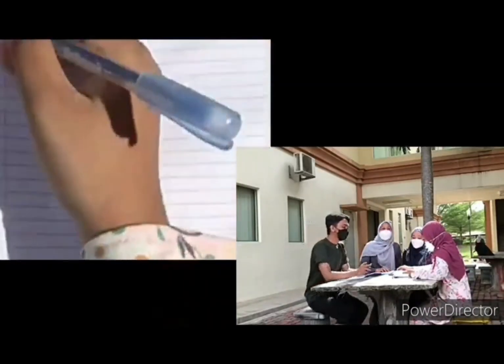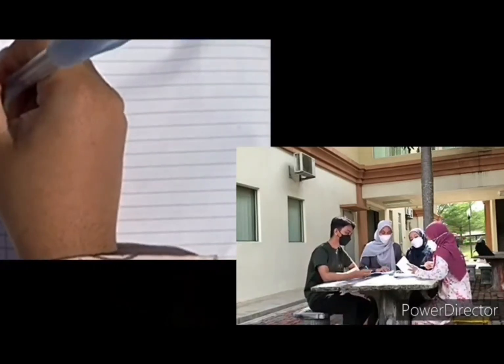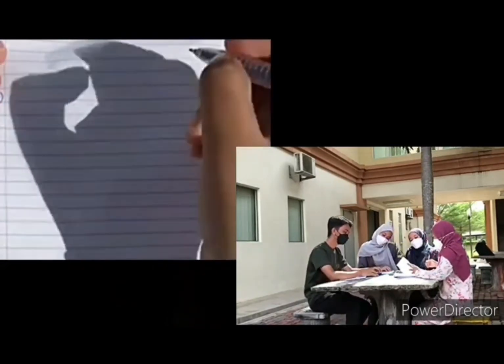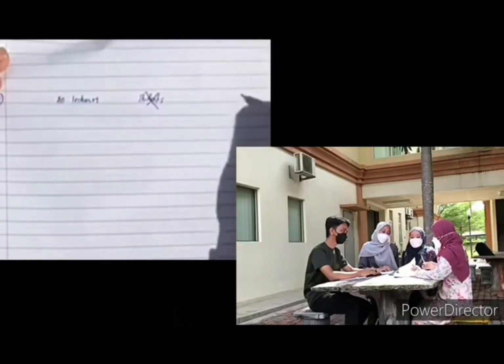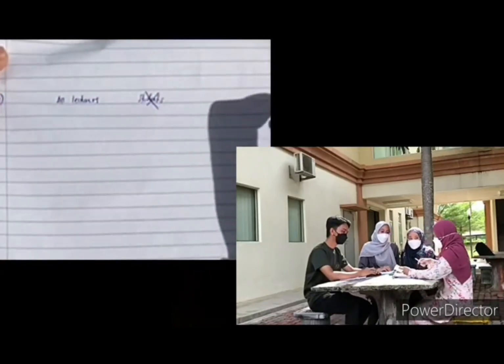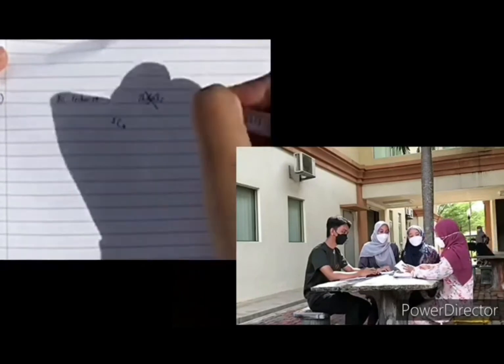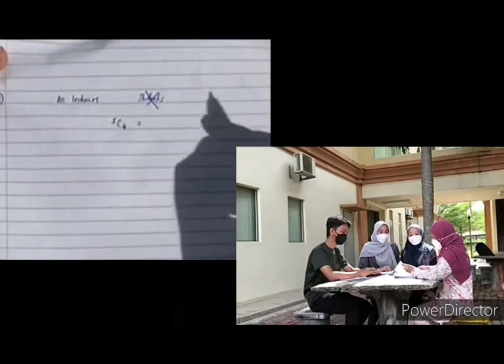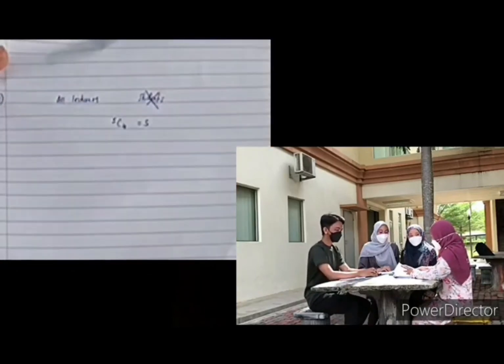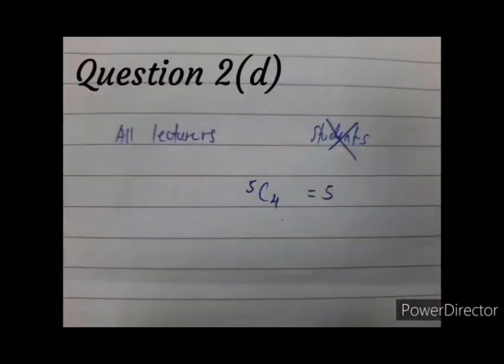Okay, for question D, it says that all the committee members must be lecturers. So the students are not involved in this committee. So we directly write 5C4, which means we choose 4 from the 5 lecturers. After we calculate it, we get 5 ways to build the committee.